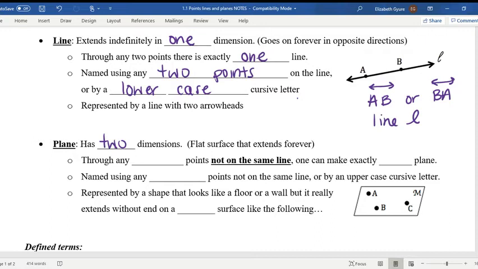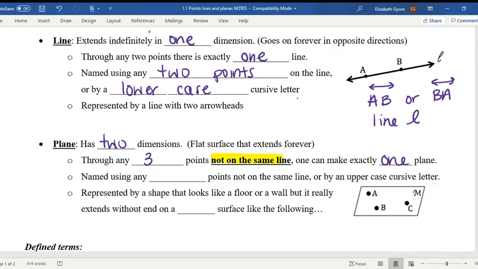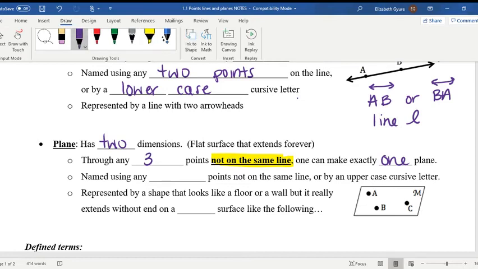A plane goes through any 3 points not on the same line. All right, so through any 3 points, not on the same line, one can make exactly 1 plane. So for a line, you need 2 points. A plane, you need 3 points. And this part is very important. Those 3 points cannot be on the same line.